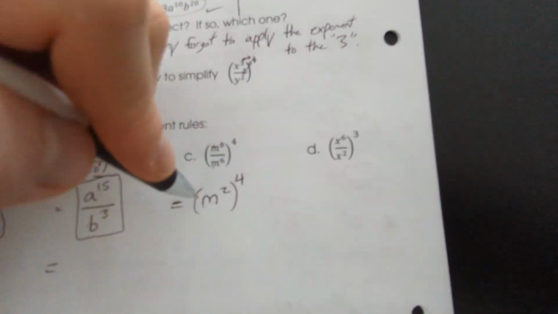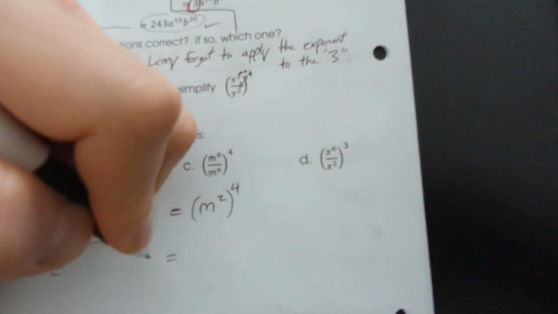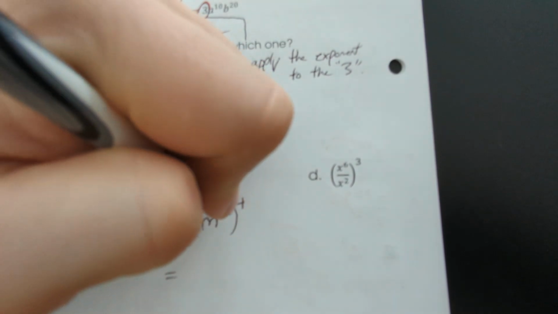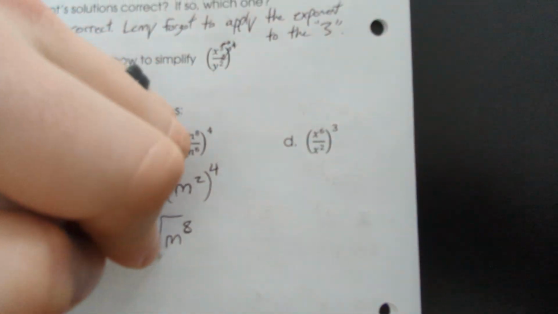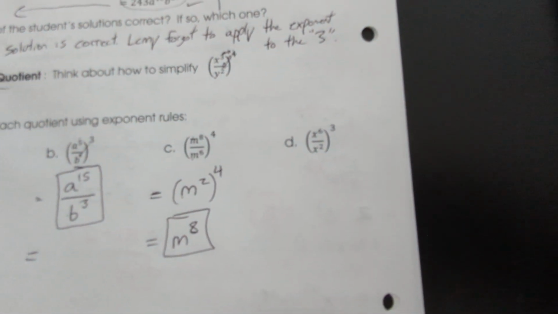And now we have a simple question like what we started with, right? So like we did on the first page. So we multiply these two exponents and we get m to the power of 8, right? 2 times 4 is 8. That's our final answer.